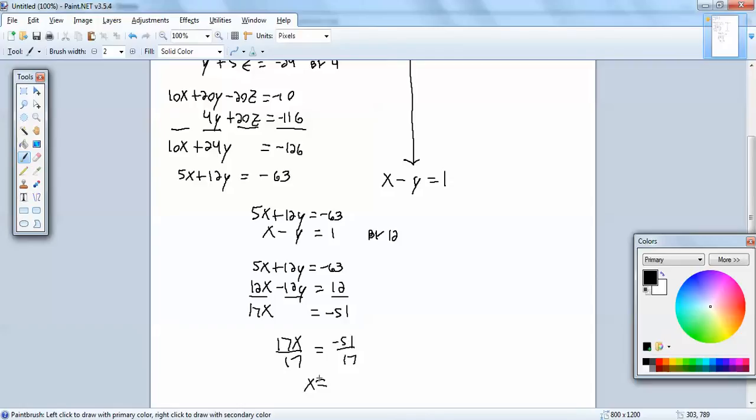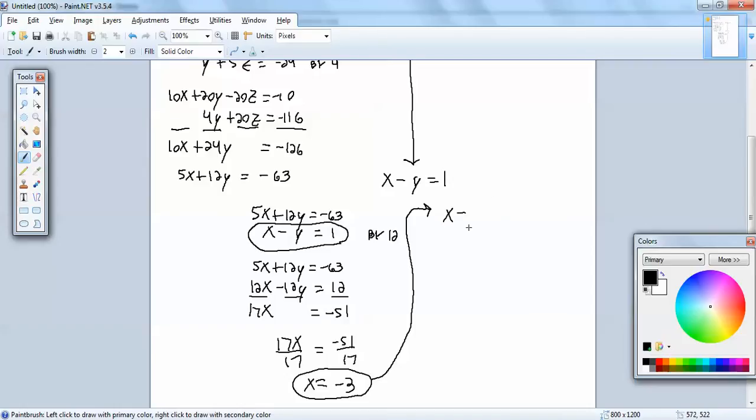So divide both sides by 17. And that gives us negative 3. Now we want to work our way backwards. So we're going to go to some kind of equation that just has x's and y's in it. Doesn't matter which one. This one looks easy.